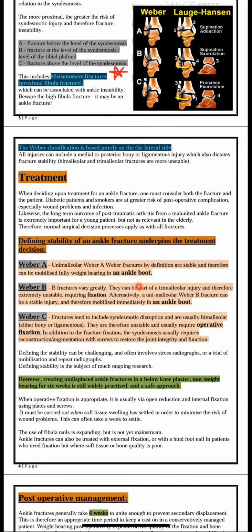So take care: Weber A, ankle boot. Weber B depends on the stability. If stable, ankle boot. If unstable, fixation. Weber C, fixation always. Then take care of the stability and instability of the joint, either displaced or undisplaced. Take care.